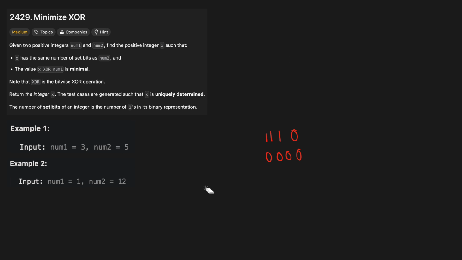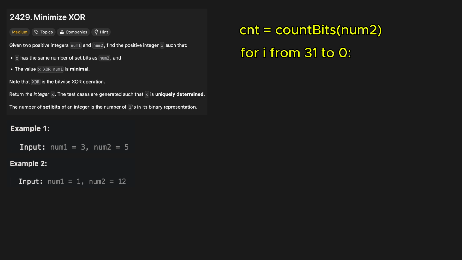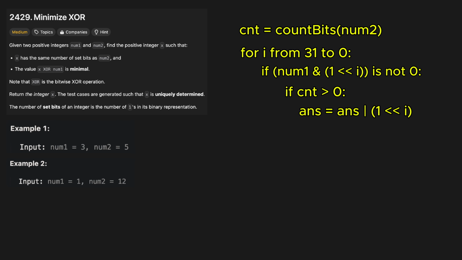So then in summary, our approach will be that we count set bits in num2, store in some variable say count, and now we will iterate from the most significant bit position, that is we start from bit position 31 to 0. And if a bit is set in num1 and our count is still greater than 0, we can set the corresponding bit in x as well and decrement the count by 1. But how do we know in num1 if the ith bit is set or not? We can create a bit mask to check only the ith bit by left shifting 1 by i positions.